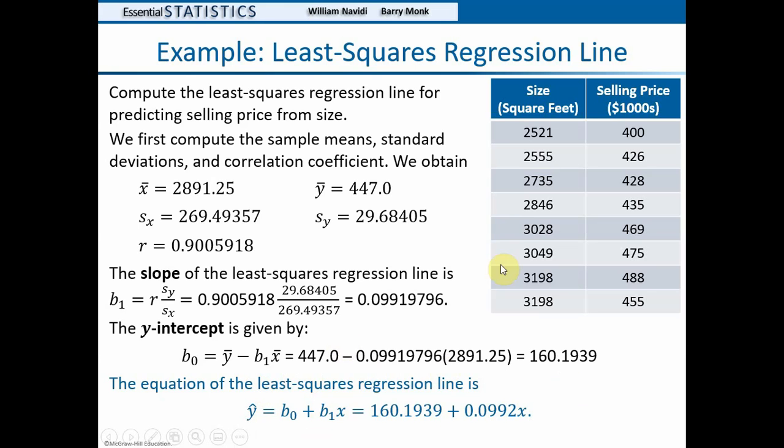And now this is the model, the regression line, the least squares regression line, the line of best fit, as 0.0992x. This is generally how it's given here, plus 160.1939. So given some, here's maybe 2,900 square feet or 2,950, and I don't have a price. I could use this to predict: 2,950 times 0.0992 plus 160.1939 gives me the selling price that I would want to ask for, in hundreds of thousands. Okay.